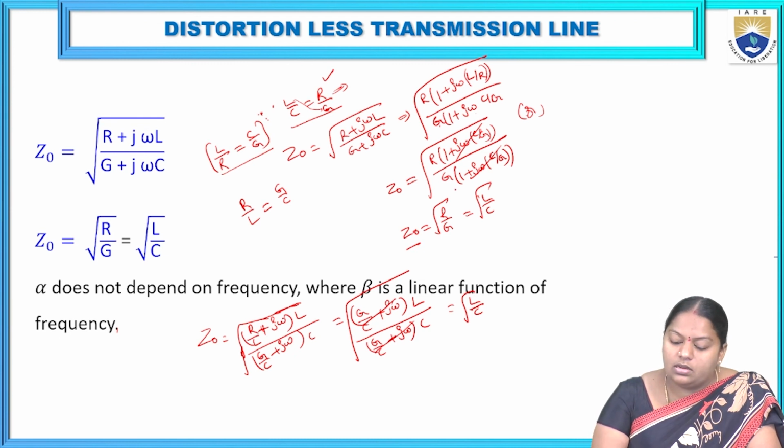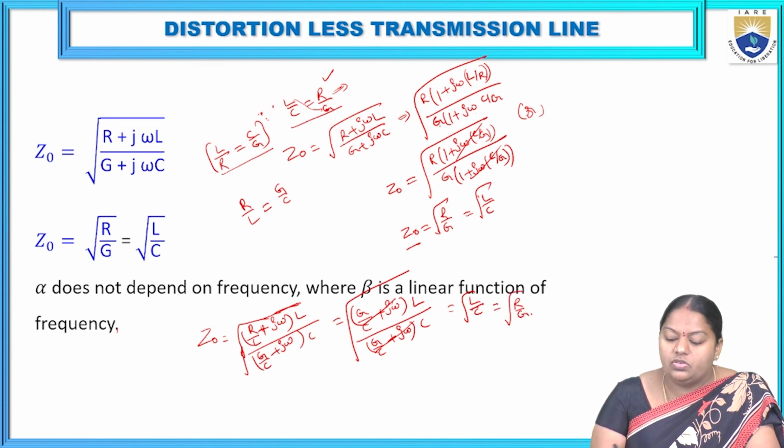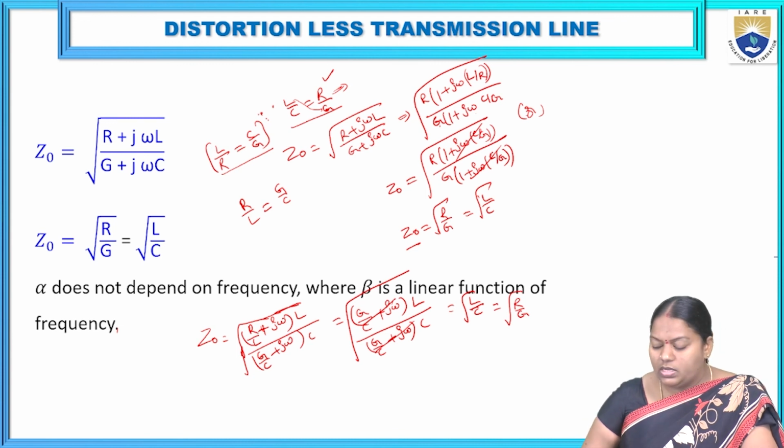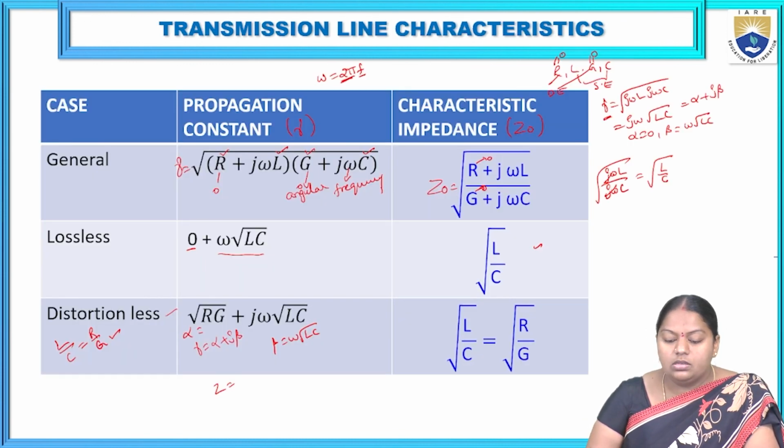So this is the case. We have got root R by G. Now from the relation L by C equal to R by G, we can equate root of L by C with root of R by G. So the characteristic impedance of a distortionless transmission line is given by Z0 equal to root of L by C, which is equal to root of R by G.